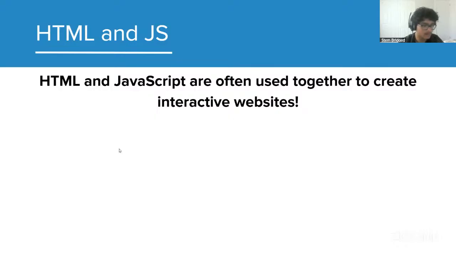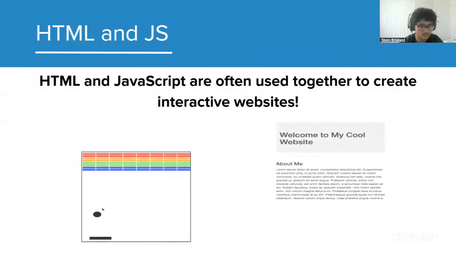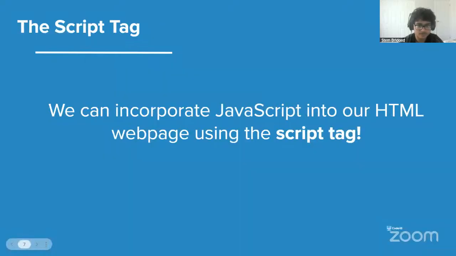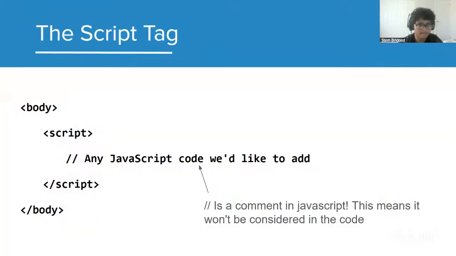They're used in conjunction with one another to create interactive websites. So you could put your graphics programs inside of your website. So you have both a game and a website. You can incorporate JavaScript into your HTML web page using the script tag. Your script tag belongs in the body of your HTML document, and you can put any JavaScript code that you want to add inside of your script tag.